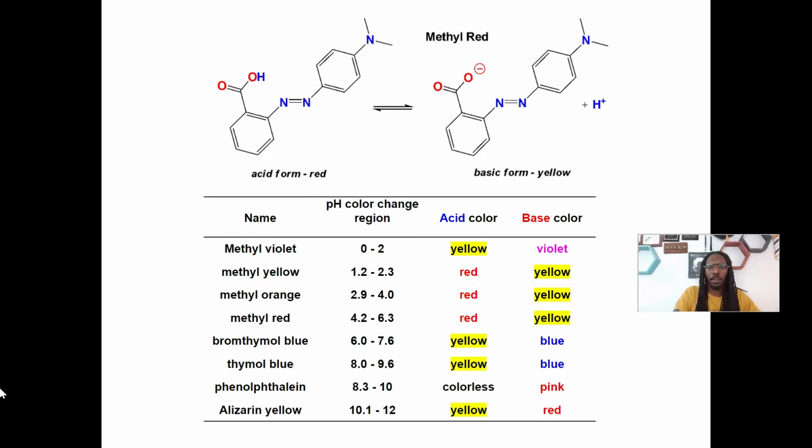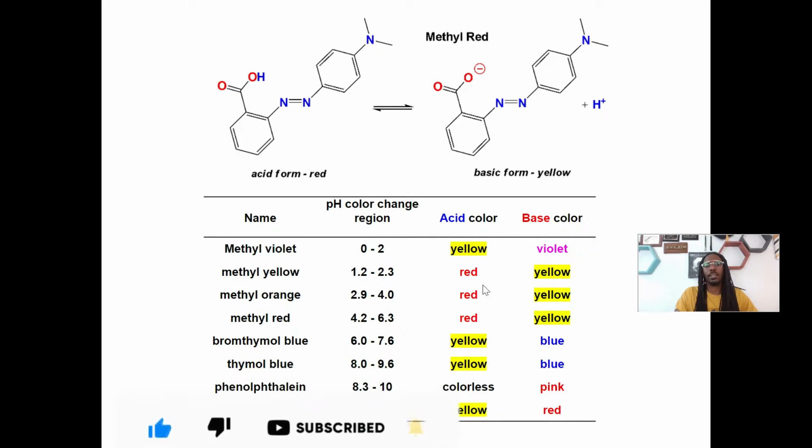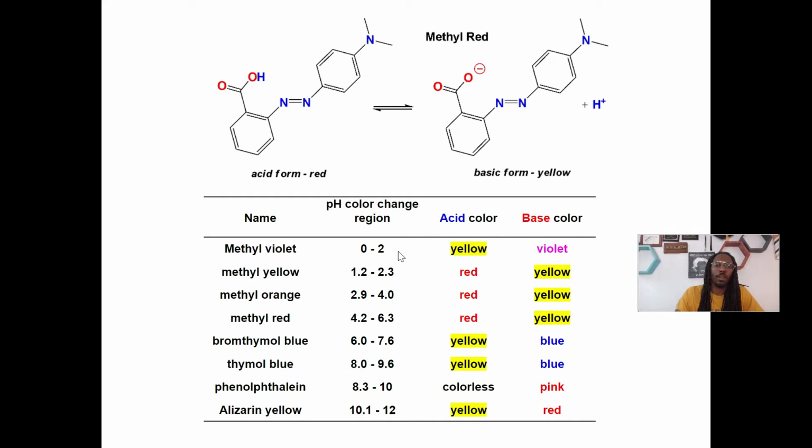Here are some other common indicators, but depending on your indicator, it's going to impact which one you're going to use. For example, if you're expecting a change to occur early on, as far as if your pH is low, you probably want to use one of these indicators. Or in this case, phenolphthalein, if you expect your pH to change around then, you're probably going to use phenolphthalein because it's 8.3 to 10.